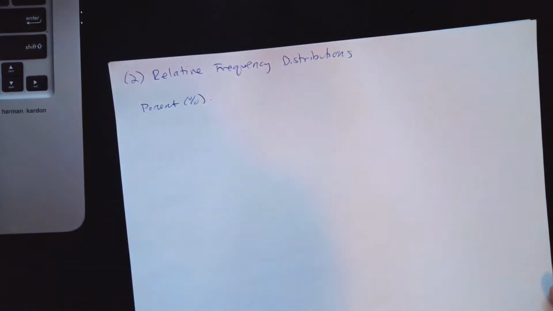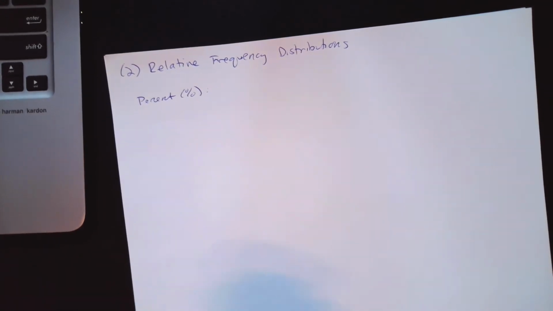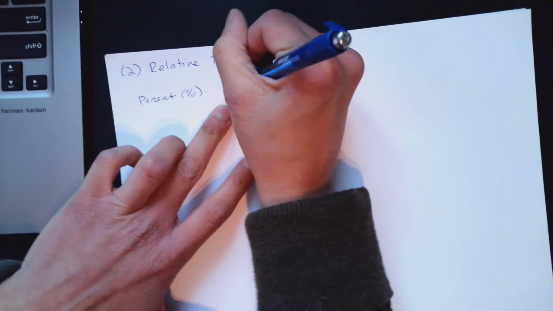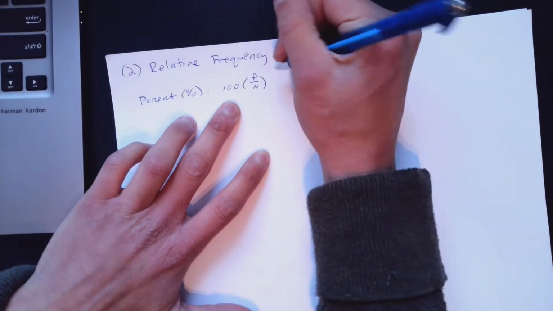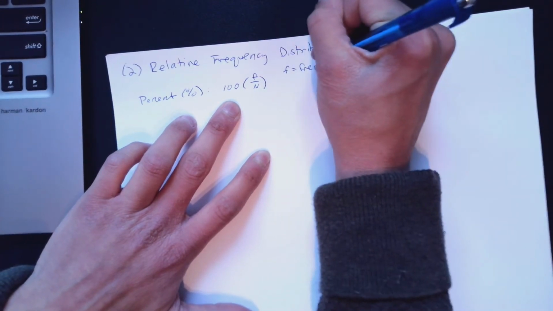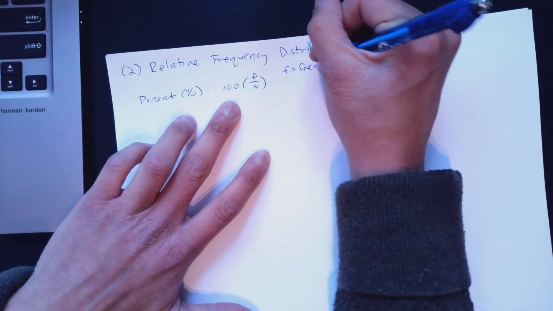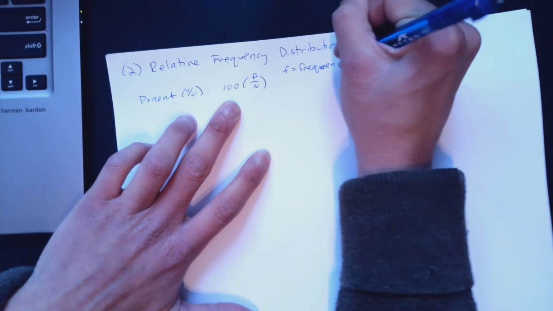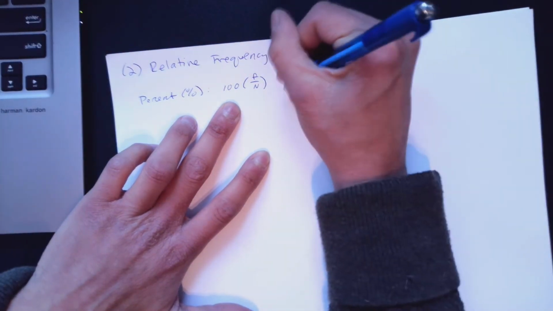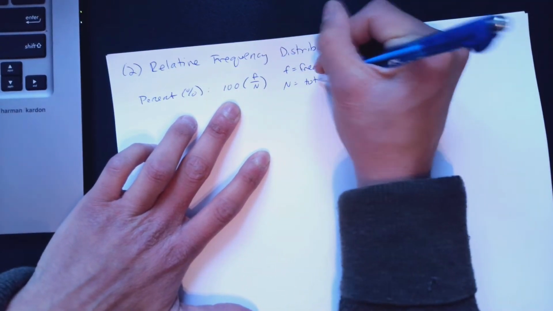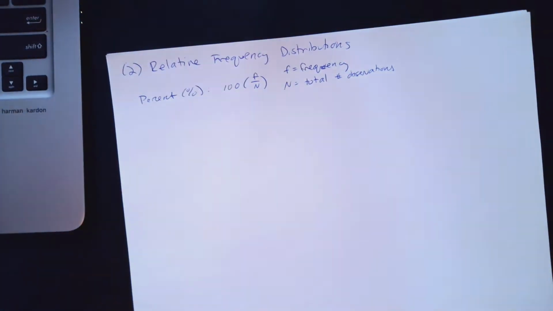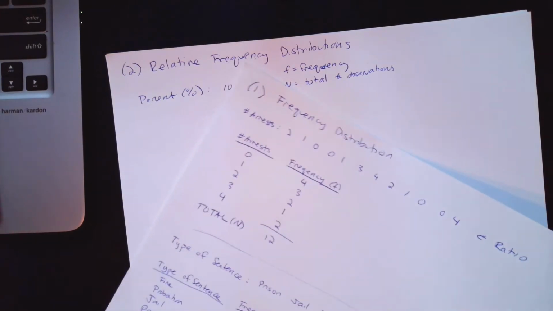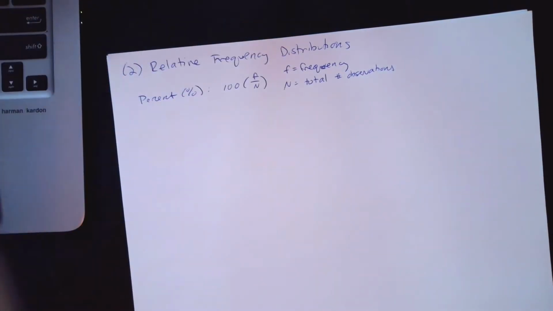To calculate a percent to include in a relative frequency distribution, you're going to want to use the following formula: 100 times f over n. Here f is going to refer to the frequency, sorry for my scribbling, and n is going to refer to the total number of observations. You notice these are the same abbreviations that we were using in the tables before, so we have f and n, and now we're just going to be applying them in a formula here.